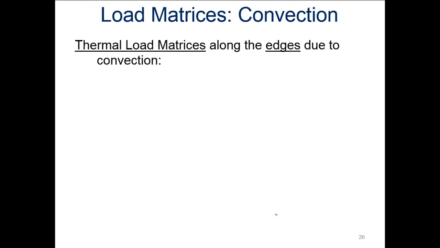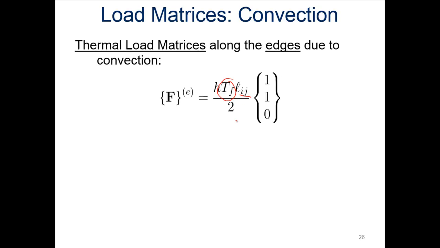For the load matrices, we've got to include that. We have the thermal loading here. So again, on edge IJ, if we have convection along that edge, we'd add in this forcing function. If we're on edge JK, we do this forcing function.